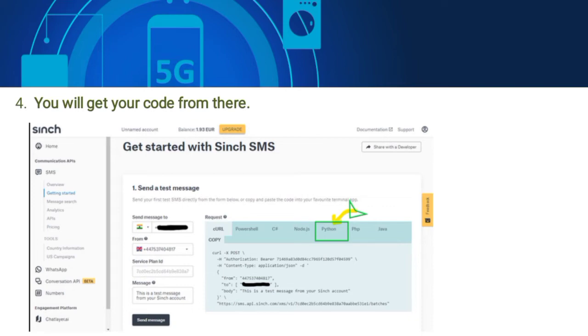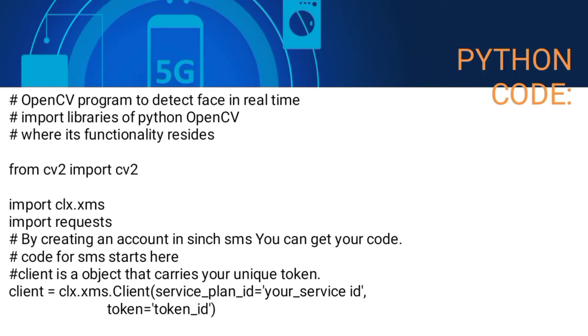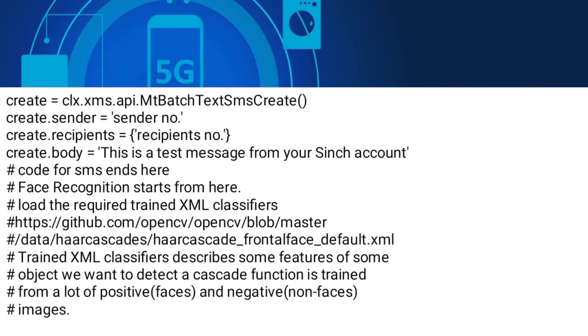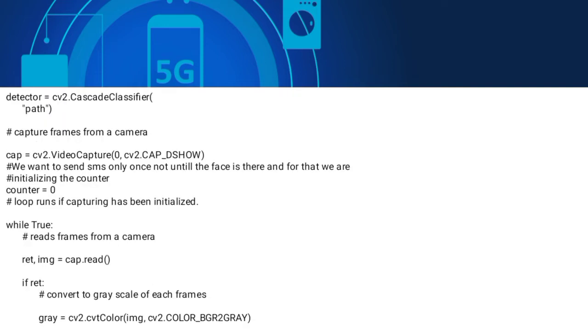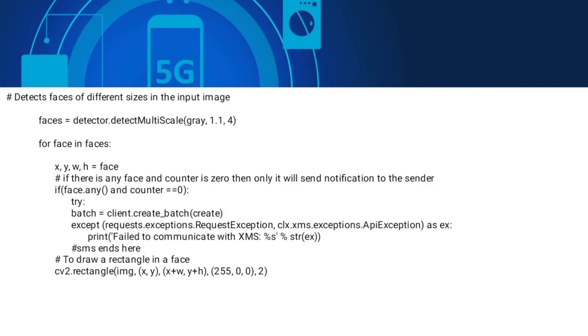Thereafter select Python. These are the codes which are implemented in the Cinch. These are the OpenCV programs to detect the face. These are the codes implemented in Python. This is the Python code implemented to recognize the face ID, and these are the total Python files. It detects the face difference in the input.